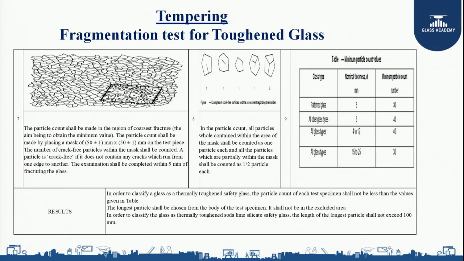Now, how are you going to get the conclusion? After my breakage, I am going to get fragments in this particular pattern for a toughened glass. The particle count shall be made in the region of coarsest fracture, the aim being to obtain a minimum value. So after breakage I should select an area where my fragments are in the minimum range. The particle count shall be made by placing a mask of 50 mm by 50 mm on the test specimen. You can see in the figure we have marked a 50 by 50 mm marking on the glass.